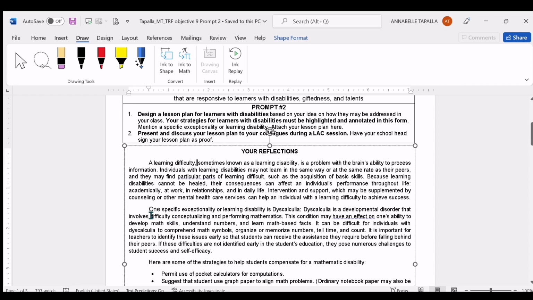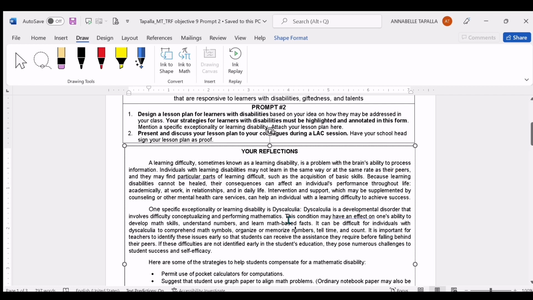So, one specific exceptionality, as mentioned dito, sabi nga, you have to mention a specific exceptionality or disability. Dito sa akin ay learning disability is dyscalculia. So, dyscalculia is a developmental disorder that involves difficulty conceptualizing and performing mathematics. Actually, bakit po mathematics? Because I'm teaching mathematics in grade 5 po. So, kaya ginamit ko po yung dyscalculia kasi po yan po ay ang aking nakitang pwedeng gamitin as learning disability in math.